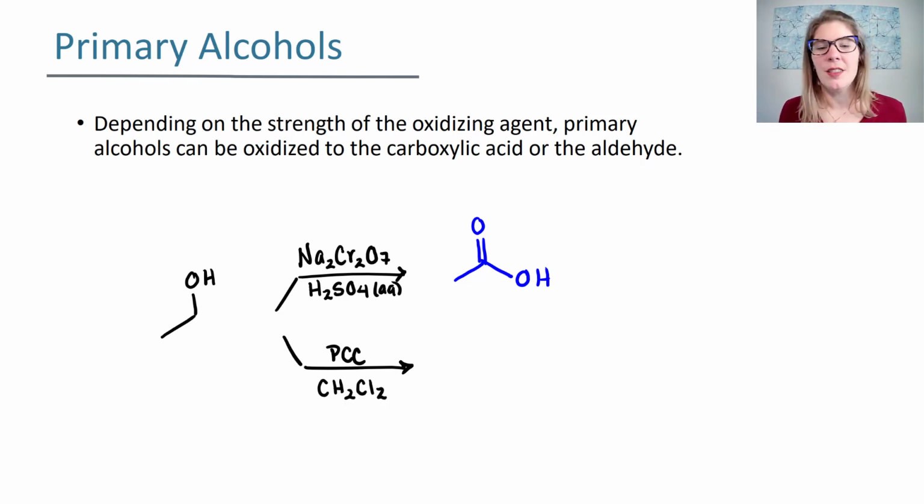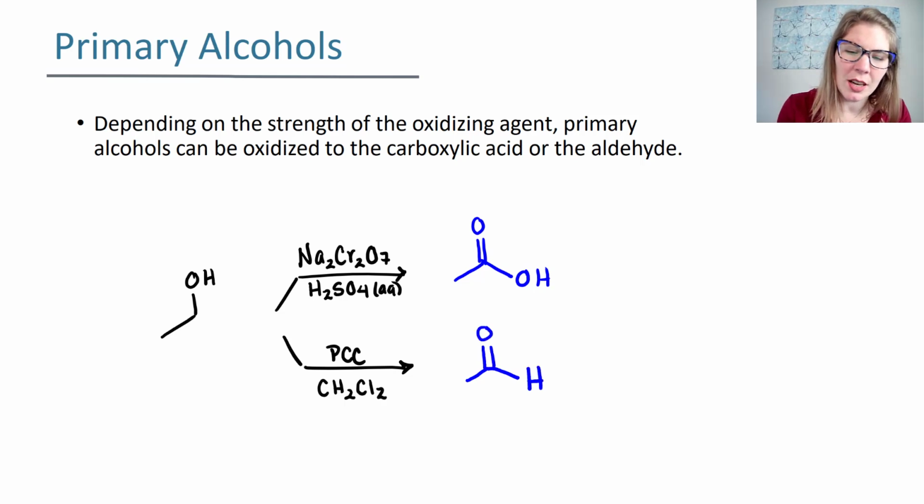There are other ways that can be used to create chromic acid in the flask, so don't be surprised if you see another reagent that does a similar thing. Then we can also use something called PCC with the solvent CH2Cl2, which is called dichloromethane. PCC is a milder and more gentle oxidizing agent, and it's going to stop at the aldehyde.